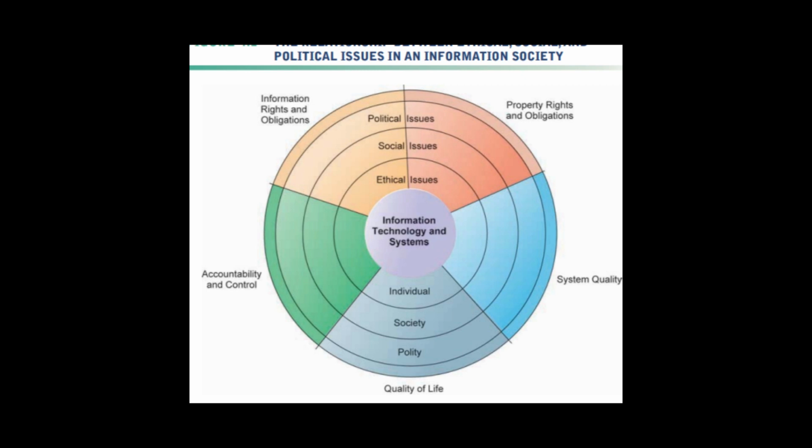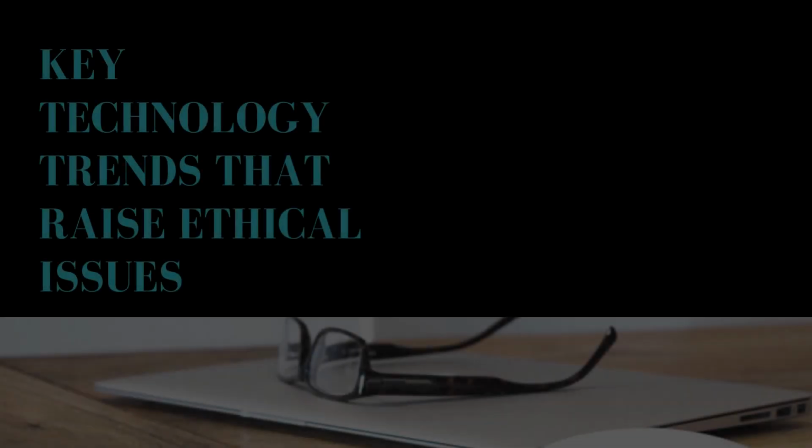Third, accountability and control: who can and will be held accountable and liable for the harm done to individual and collective information and property rights? Next is system quality: what standards of data and system quality should we demand to protect individual rights and the safety of society? Last one, the quality of life: what values should be preserved in an information and knowledge-based society? Which institutions should we protect from violation? Which cultural values and practices are supported by the new information technology?